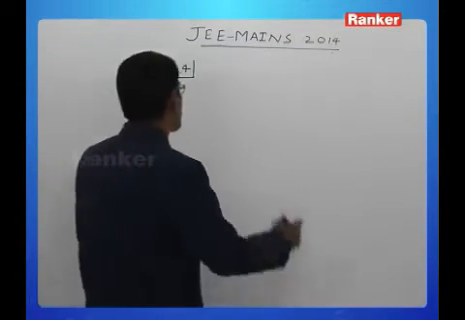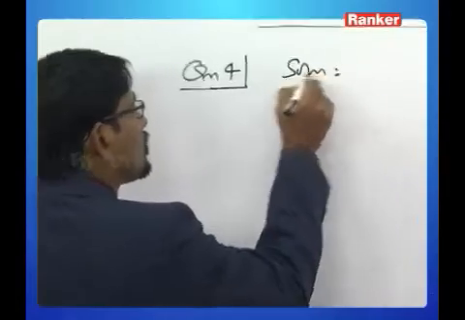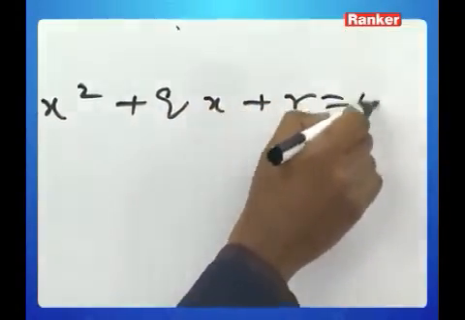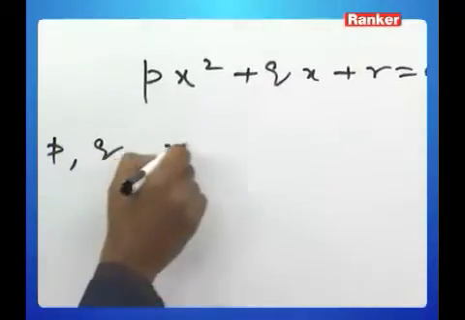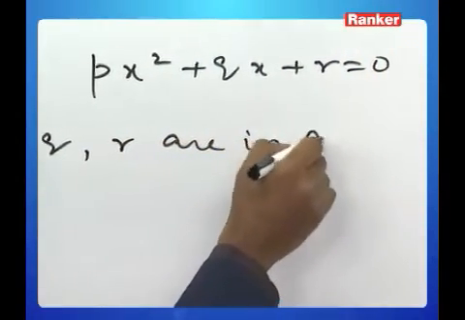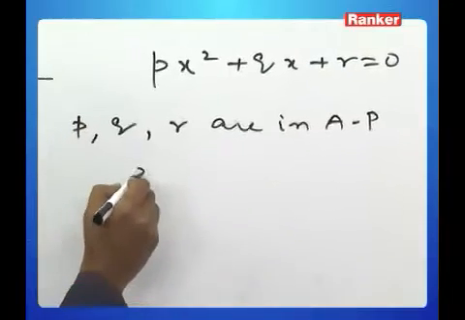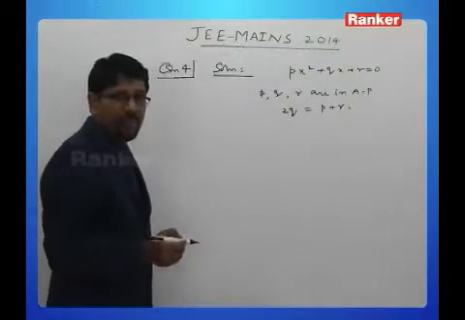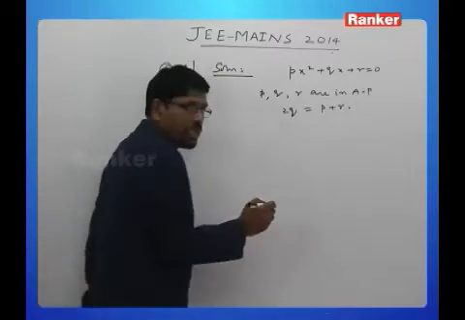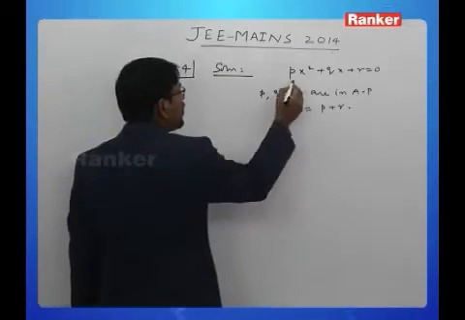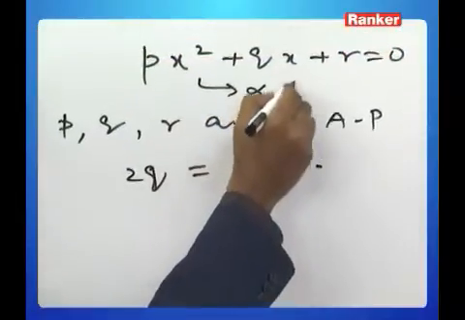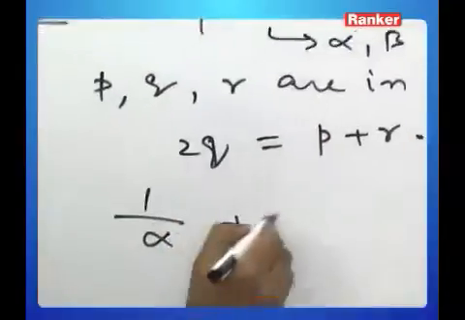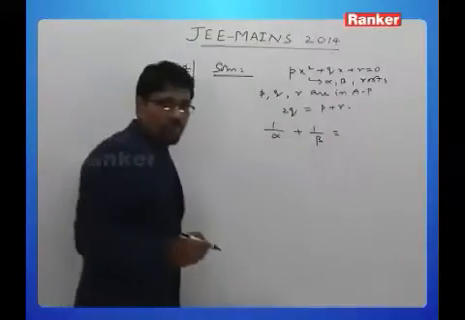Okay, let's have a look at the solution here. We have a quadratic equation px square plus qx plus r equal to 0 with p, q, r in AP. So clearly 2q is equal to p plus r here, and he has also given us one relation between the roots here. Alpha, beta are the roots, and 1 by alpha plus 1 by beta is given to be equal to 4.